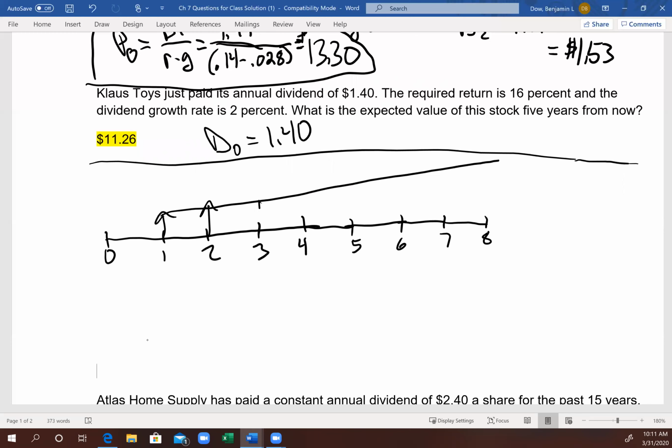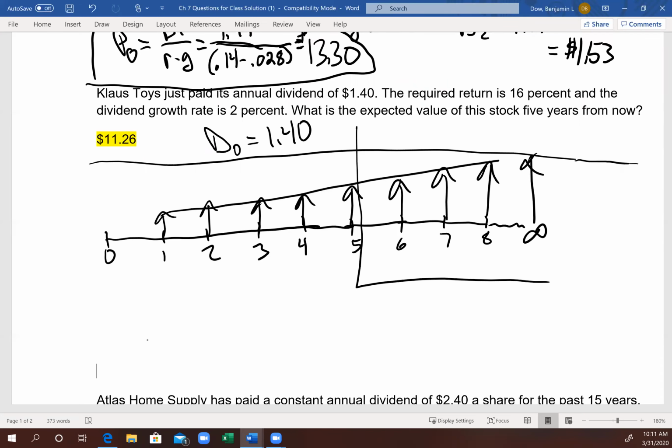Relative to where they are today. Okay. And we want to find the price of the stock 5 years from now. So if this is true, then the stock price 5 years from now is just the present value of all the dividends after year 5. So we're really starting at the beginning of year 6 and finding the present value of all the dividends from years 6, 7, 8, 9 to infinity.